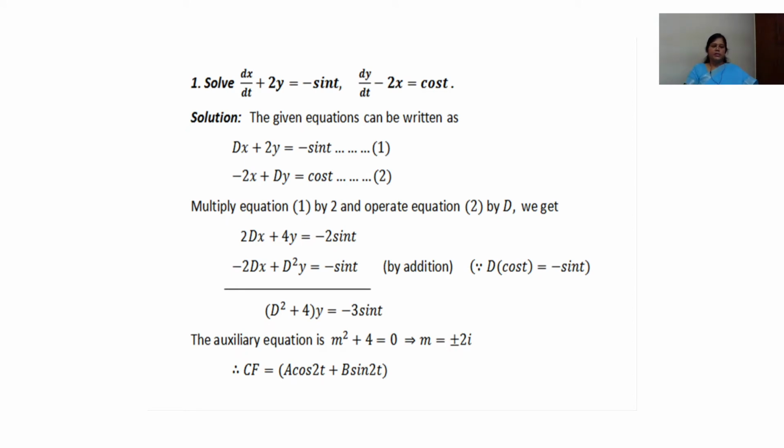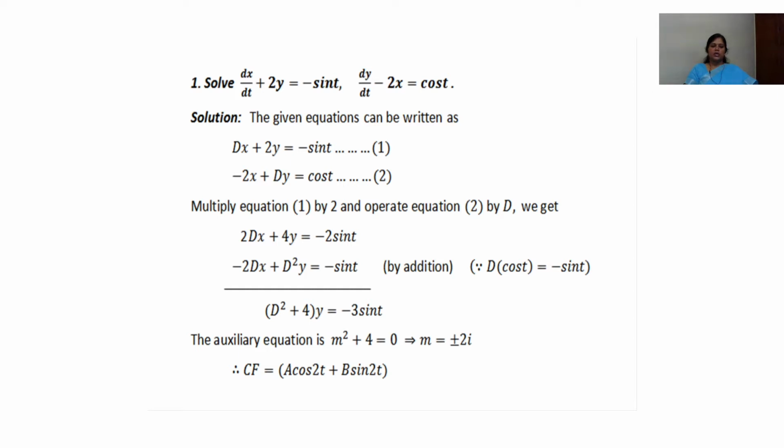The first problem is: solve dx by dt plus 2y is equal to minus sin t, and dy by dt minus 2x is equal to cos t. These are our given equations in the problem. This is the second part of simultaneous equations we are doing. You know how to rearrange the equations and write equation 1 and 2. Using the same concept, we write equation 1 as Dx plus 2y is equal to minus sin t, and the second equation as minus 2x plus Dy is equal to cos t.